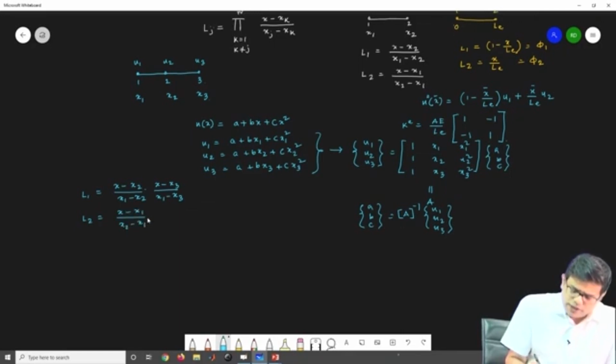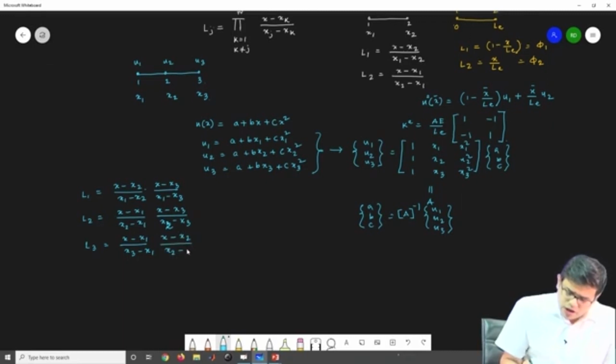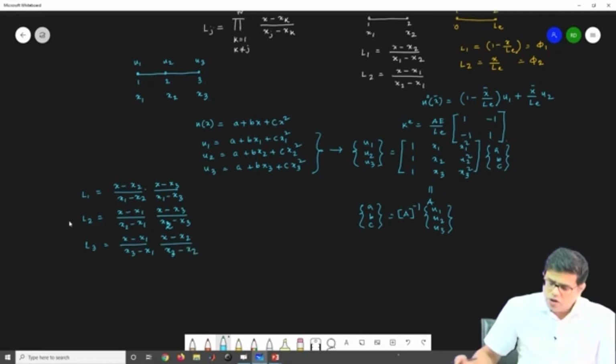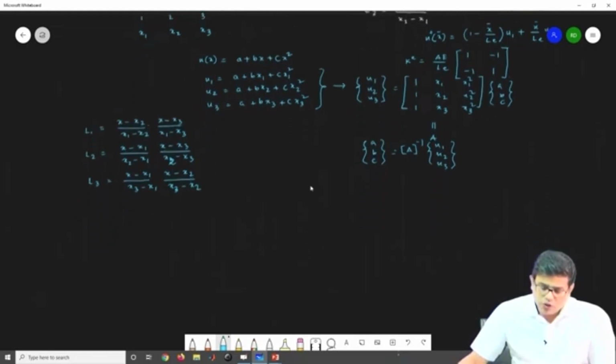And then second is (x minus x1), then (x2 minus x1), then (x minus x3), then (x3 minus x2), (x2 minus x3). Then L3 is similarly (x minus x1) by (x3 minus x1), and then (x minus x2), and then (x3 minus x2).